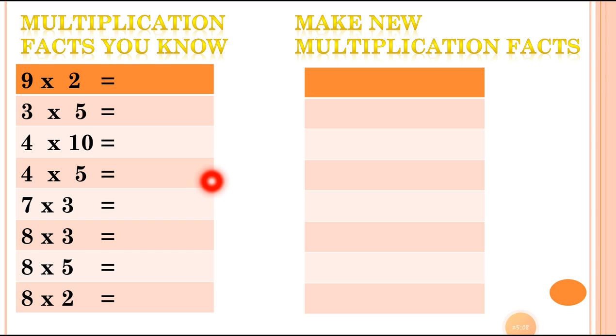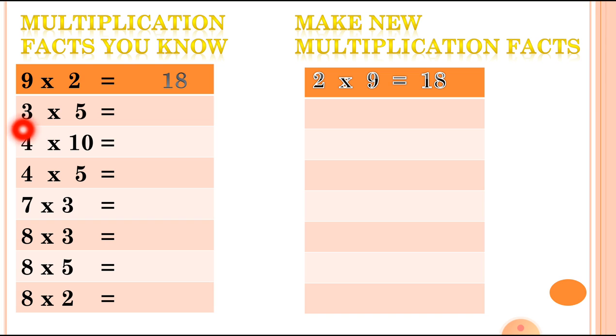Here is 9 twos are. So 9 twos are 18. I am writing the answer. 9 twos are 18. So what will be the multiplication fact for it? Here is 9 twos are 18, so we can write down that 2 nines are 18.